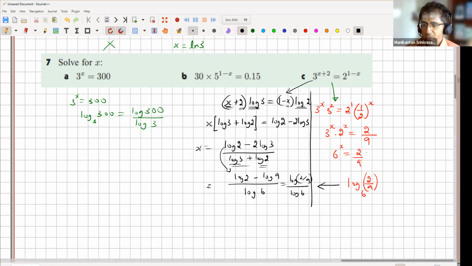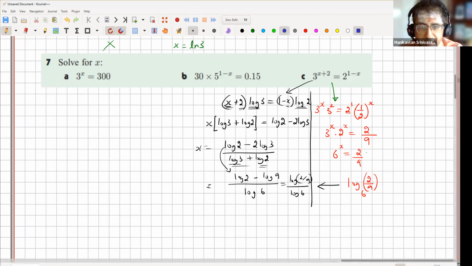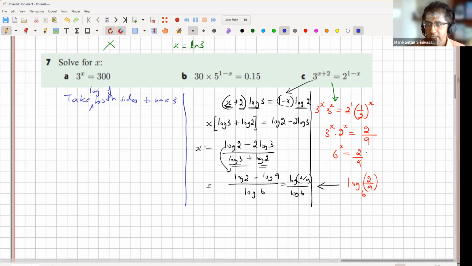If I use the change of base rule, it becomes log of 2 by 9 to the base 6. In this case, I'm treating both to the base 10. Is this method also clear? Okay. Now, I'll do one more method, or in fact, I'll ask you to do. Instead of taking to the base 10, can you guys take both sides to the base 3? Take log of both sides to base 3, and see whether you get the same answer, please.